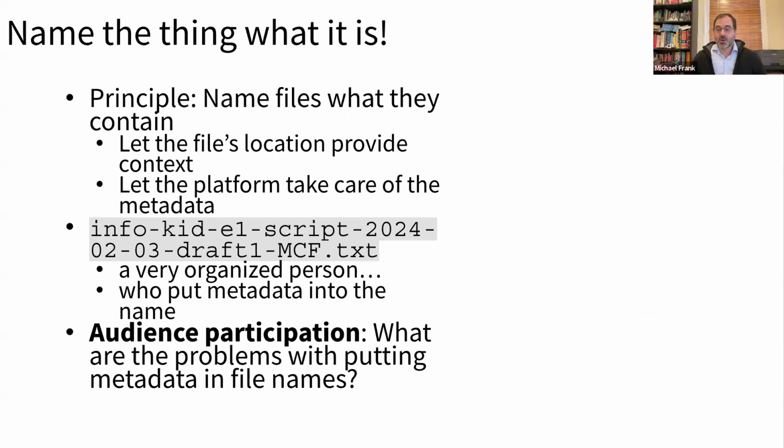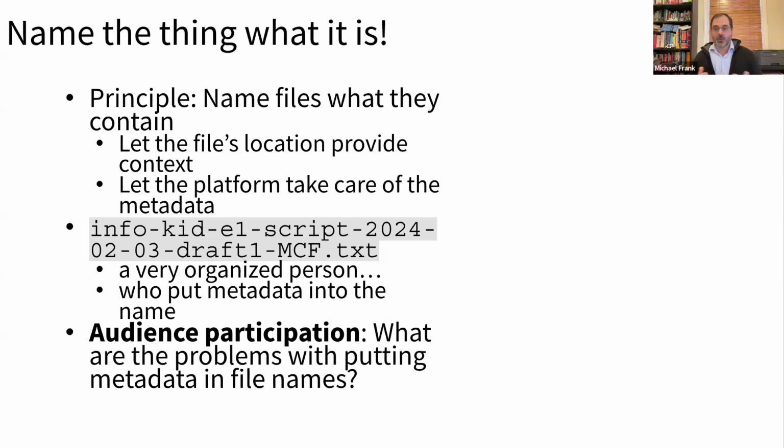What I'm going to suggest is when you name the file, you need to name the file after what it contains. The context should not be in the file's name. The file's location provides that context, where it is in this subfolder hierarchy. Similarly, the metadata should not be in the file name. Let the platform of storage, and I'll show you how GitHub and OSF and even Google Drive all provide this, take care of that metadata.